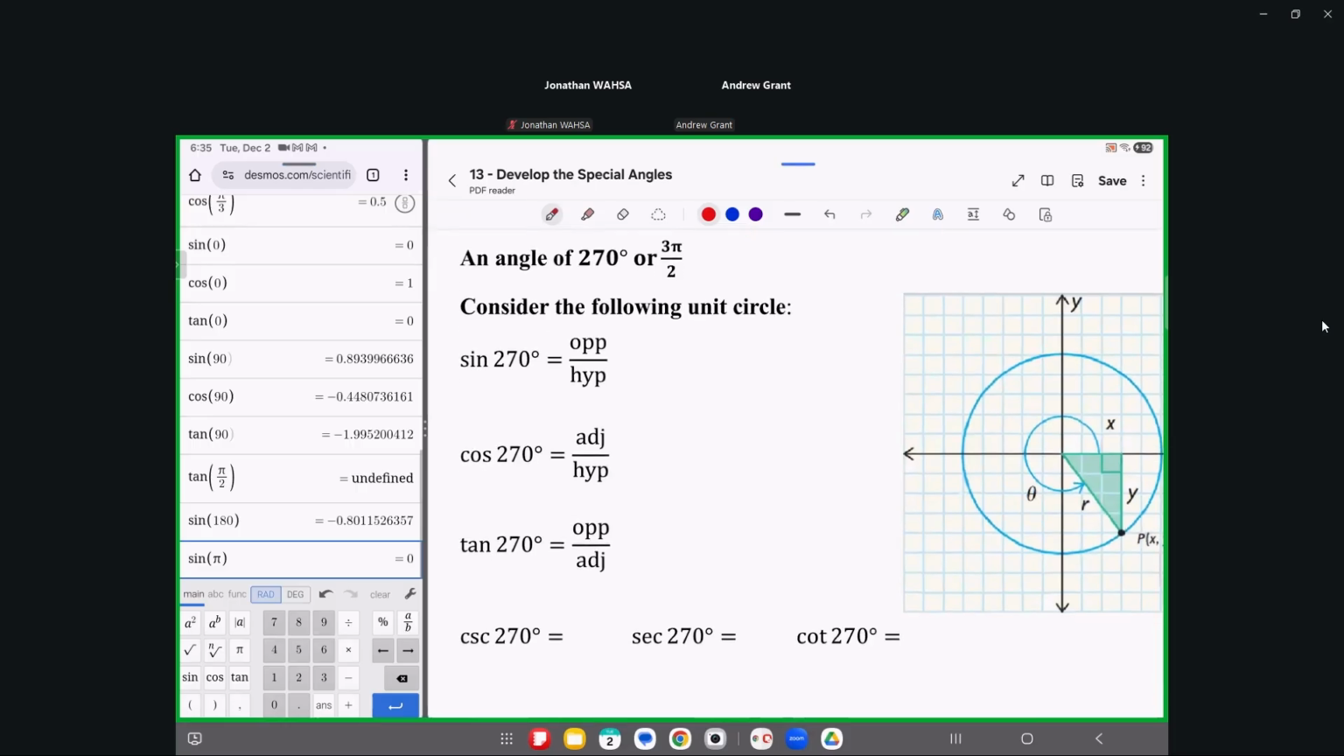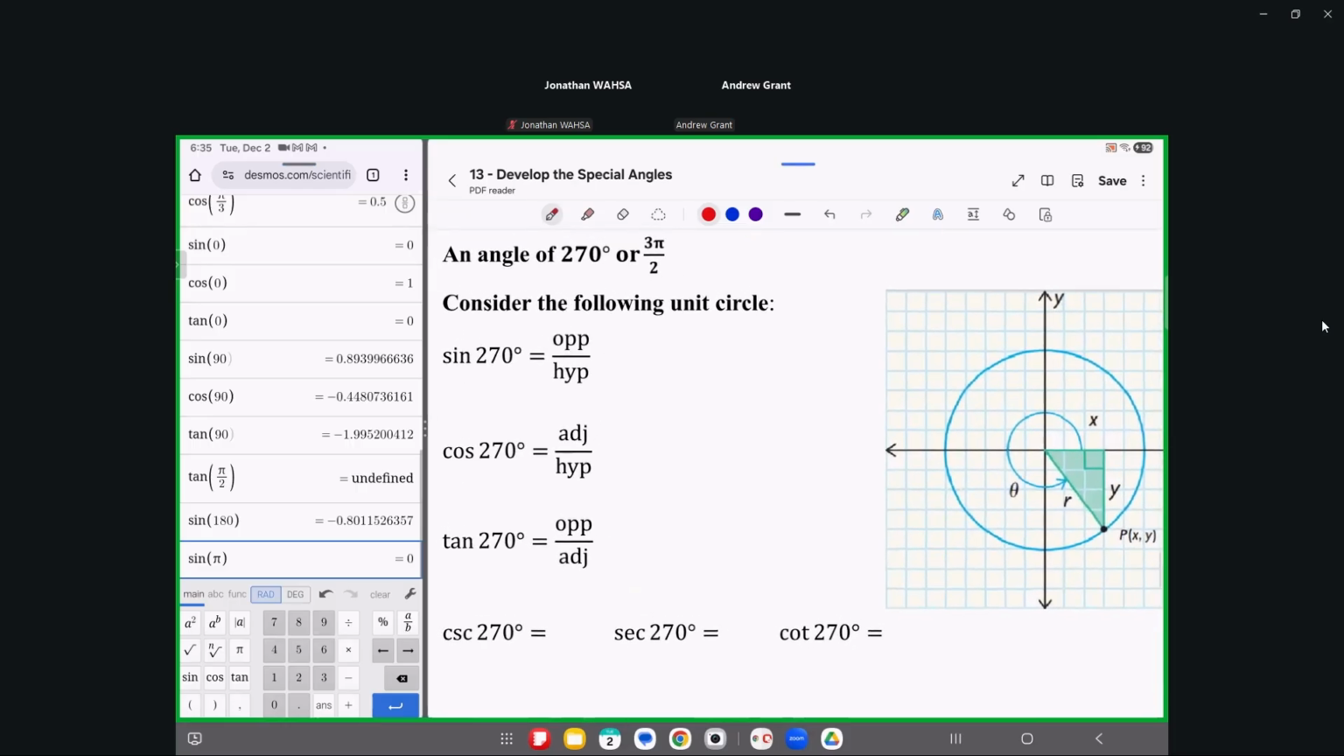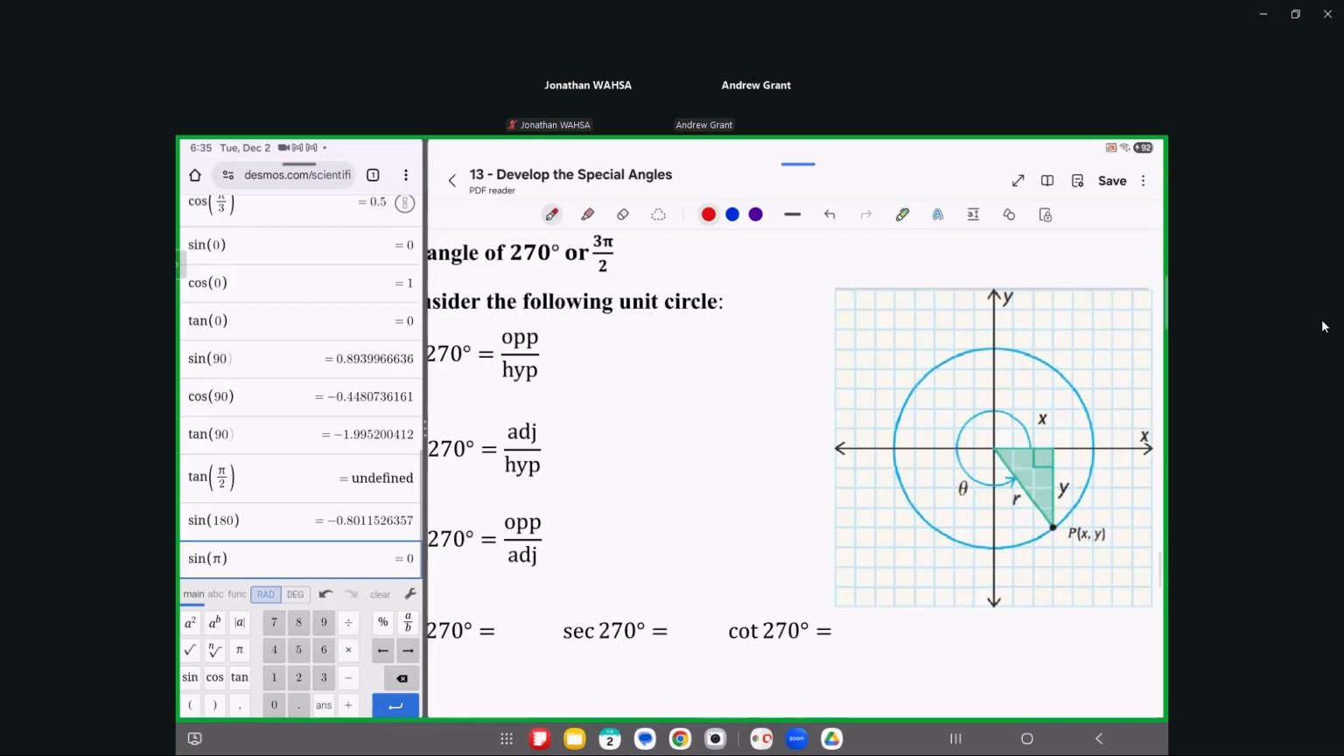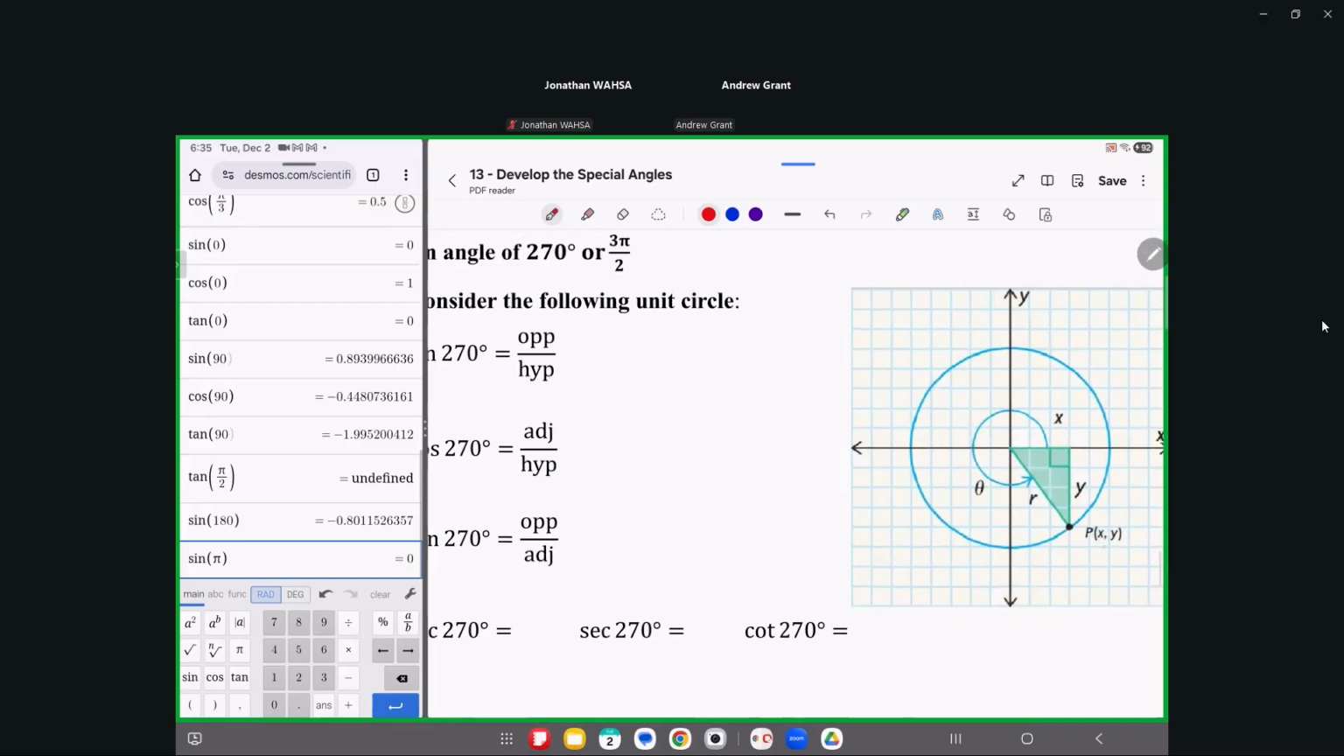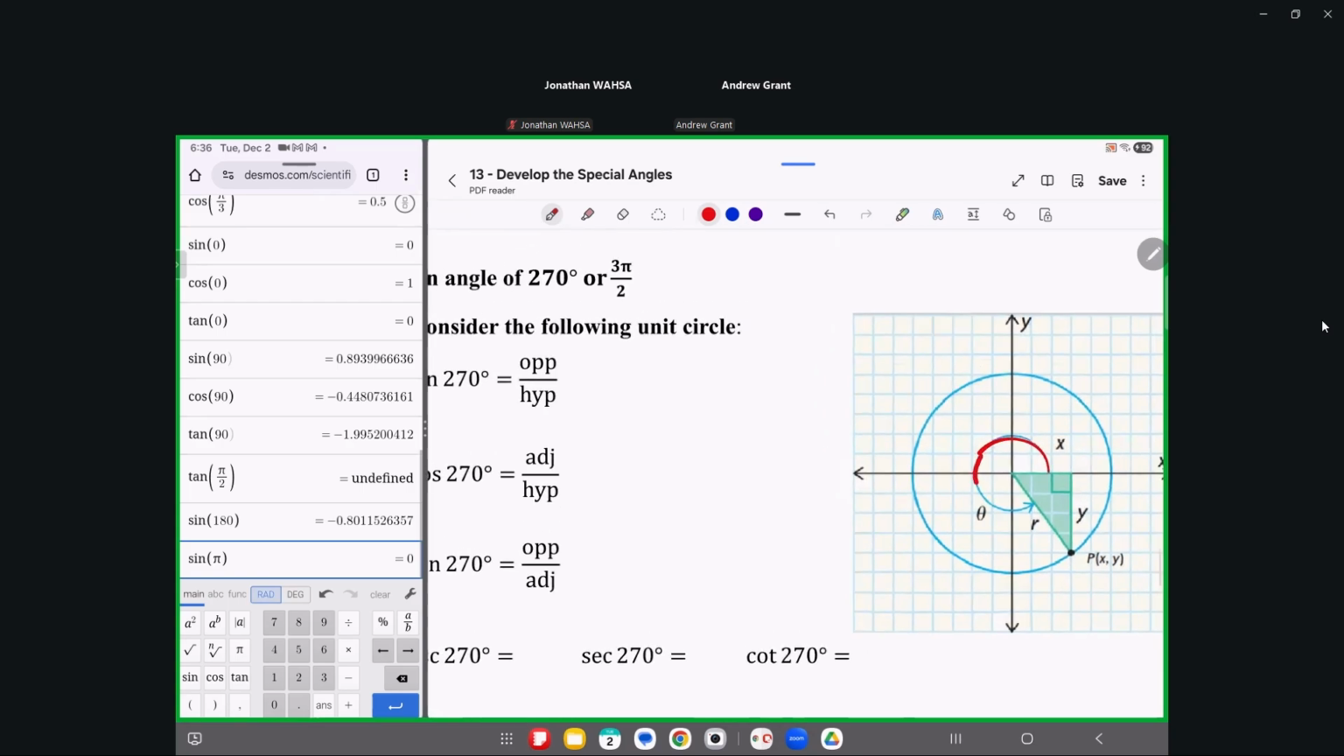Okay. Similarly, let's have a look at an angle of 270 degrees. So again, we have the point P, x comma y. We're going around the unit circle. We're now moving in this direction. And we want to see what happens as we get closer and closer to an angle of 270 degrees. We're going to make the same assumption and say we have sides of a unit circle of 1.